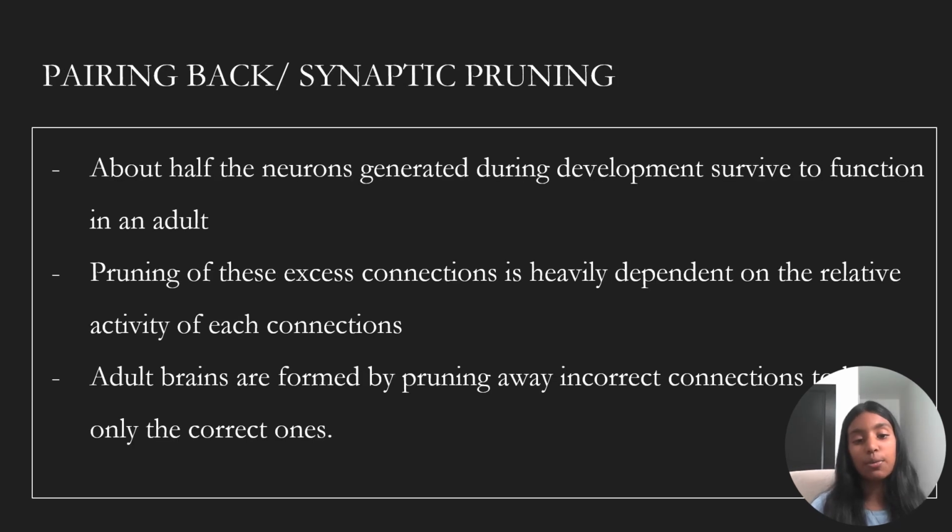Paring back and synaptic pruning. About half the neurons generated during development survive to function as adults, so half don't. Trophic factors, life-sustaining chemicals, are produced in limited quantities, and they are very important for the survival of neurons. One very important trophic factor is nerve growth factor, which is important for the survival of sensory neurons. These cells initially form an excessive number of connections, and pruning back is heavily dependent on the relative activity of each connection. So adult brains are formed by pruning away the incorrect connections, leaving only the correct ones.